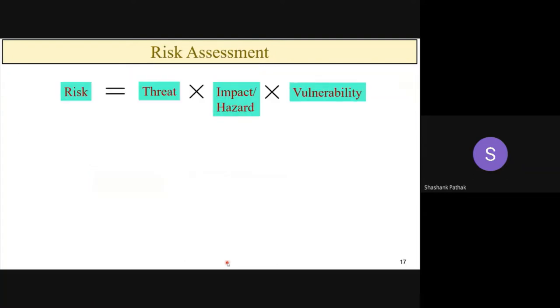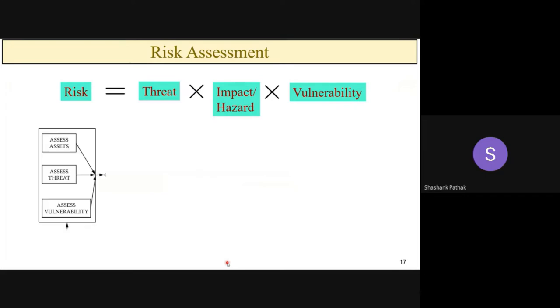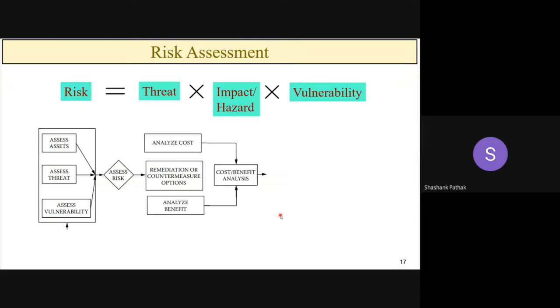Now, this is the same slide that I discussed in the previous lecture, so I will not explain it. I assume that you already know what threat, impact and vulnerability are. But I will explain that once we have assessed our assets, threat and vulnerability, we can calculate the risk. Once we know the risk, we can decide our remediation or countermeasure options. Based on that, we have to do our cost benefit analysis. For example, I gave the example of an army facility and a civilian facility. So we need to do the cost benefit analysis: how much the cost of construction will be and how much benefit we will get out of it. That is also very important for making any structure.